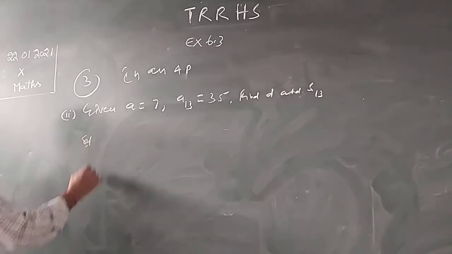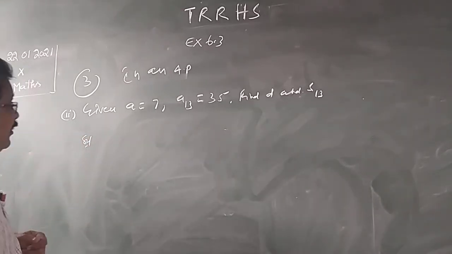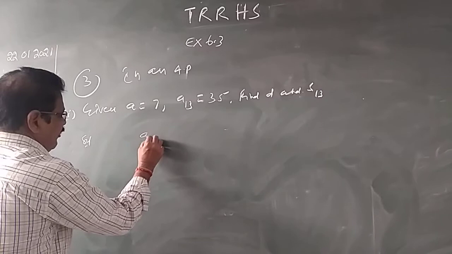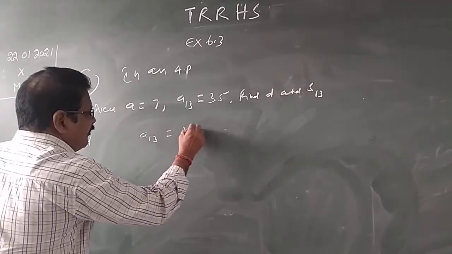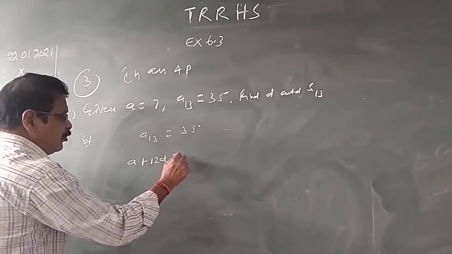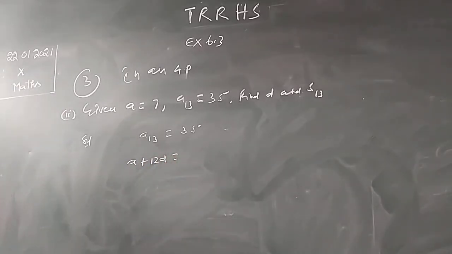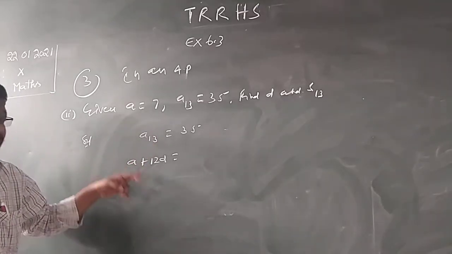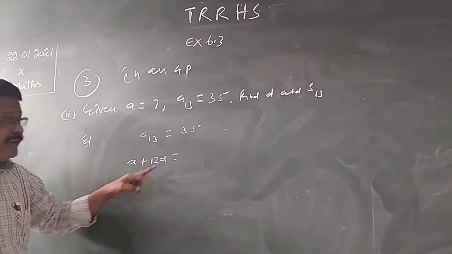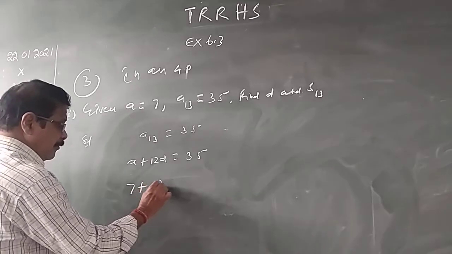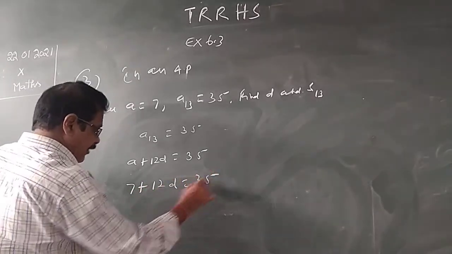Okay, here let us do a equal to 7, a13 equal to 35. What is the 13th term in AP? A plus 12d. You know that in the nth term formula a plus n minus 1 d, put n equal to 13, you will get a plus 12d. So a plus 12d is equal to 35.